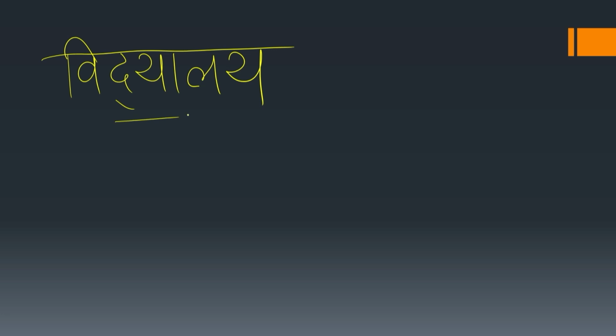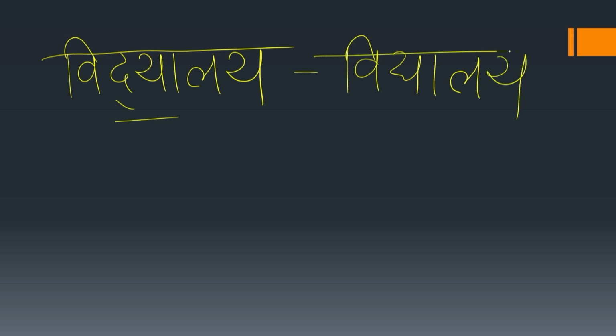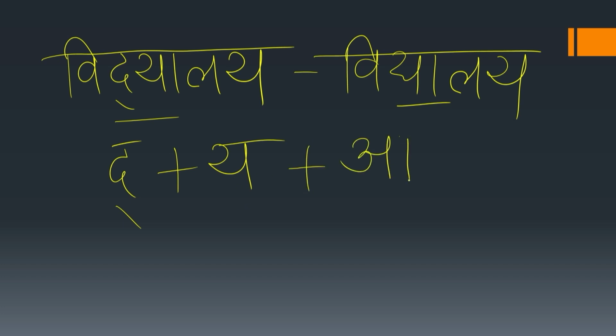Vidyalay. This is the conjunct here. You can either write it this way or you can also write it as Vidyalay. So here the da and ya are joined together. Basically the da is half, then you have ya, which is a semi-vowel, and then a vowel. Two consonants clubbed together give us dya. Vidyalay means school.